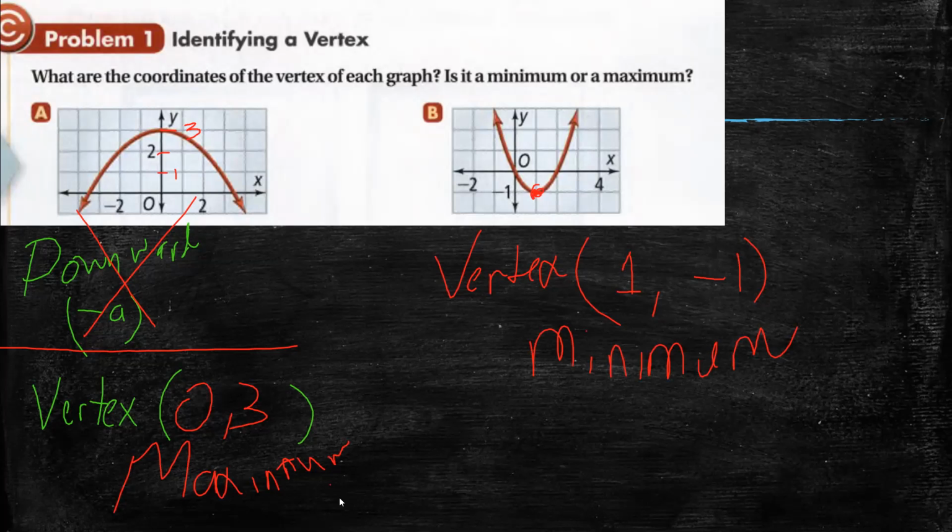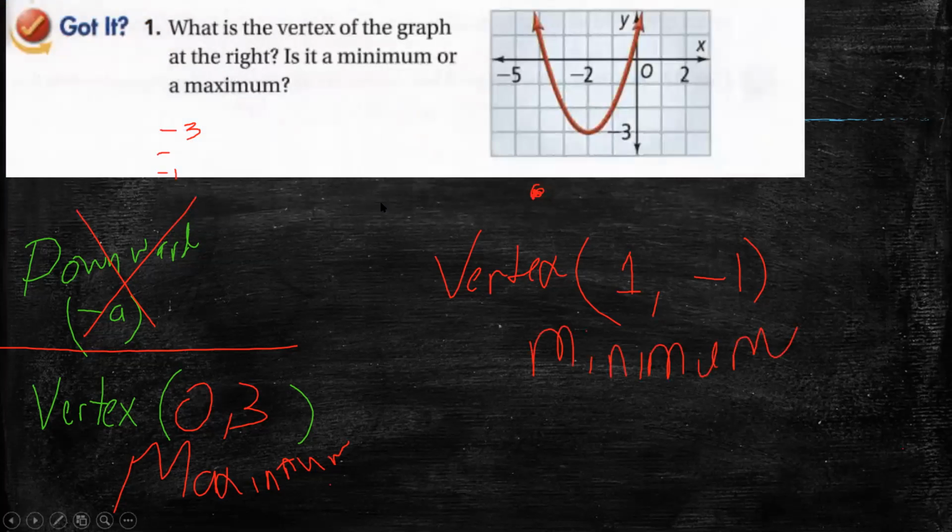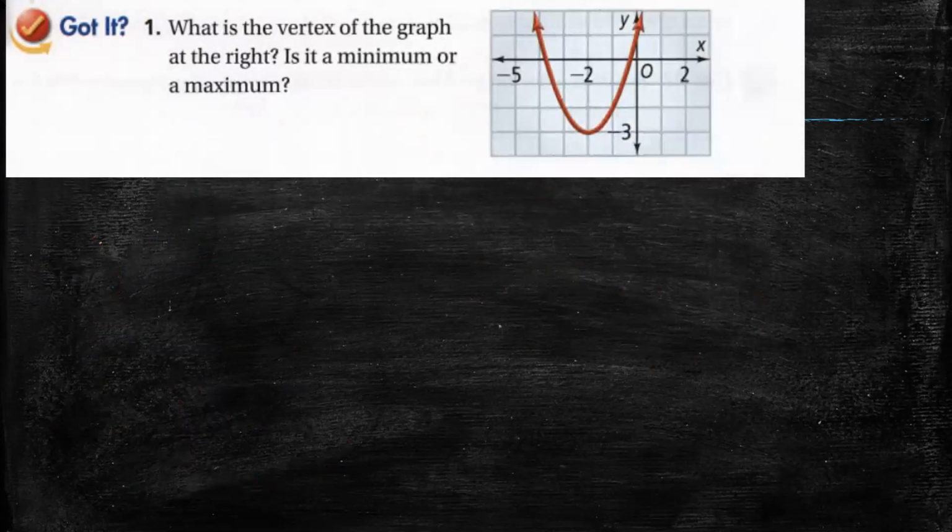Let's do another example to get clear for you. Look at this one here. Where's the vertex of the graph? Is it here? Or here? No. It is at the lowest point. Yeah, the lowest point.